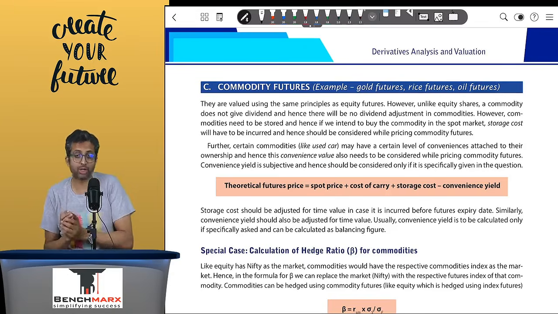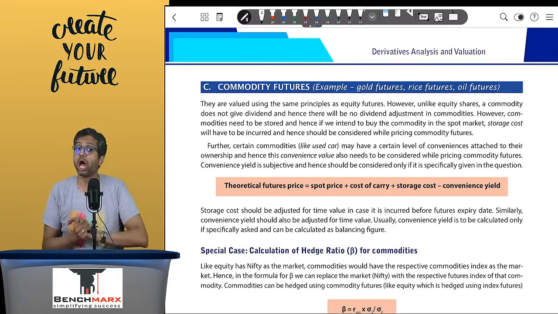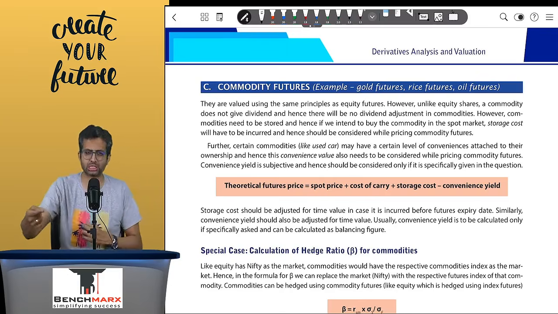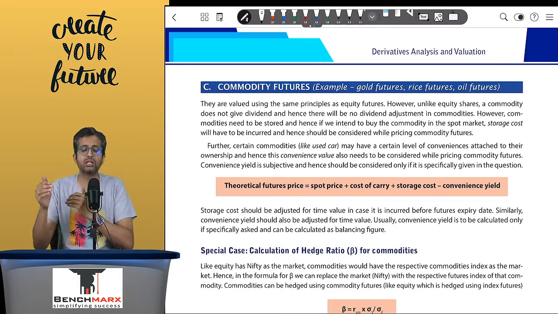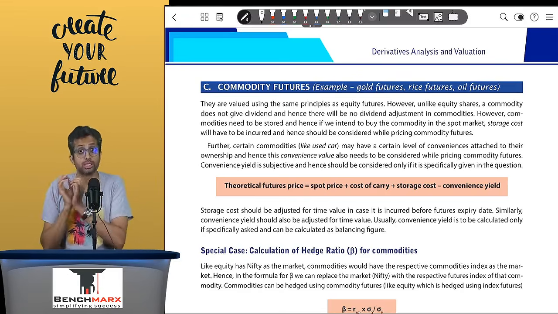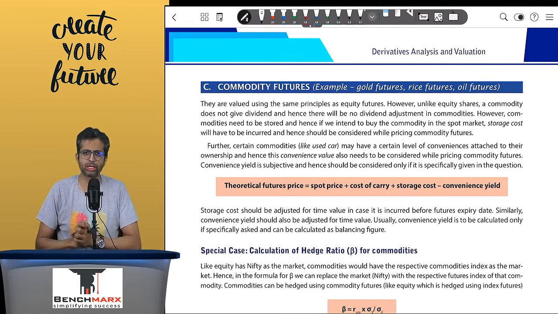So a spot buyer will have to pay money to buy the commodity in the spot market, but he or she will also have to pay for the storage cost, and hence you will add the storage cost. Again, you want to find the futures price, so you will take everything to the future. So spot plus the interest adjustment, plus the storage cost if it is incurred during that period, again plus the interest adjustment.